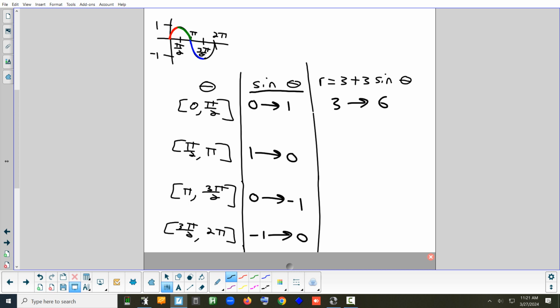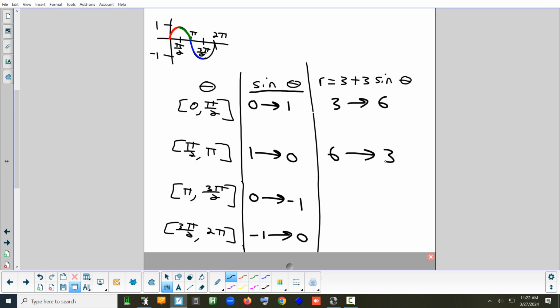So when we start sketching our function, in quadrant 1, for the angles between 0 and 90, the radius is going to start at 3, and it's going to end at 6. So the radius is going to grow in quadrant 1. Let's do quadrant 2. What happens if you triple 1 to 0? When you triple it, it's going to be going from 3 to 0. And then add 3. It's going to be going from 6 to 3.